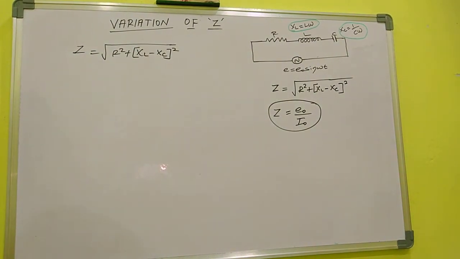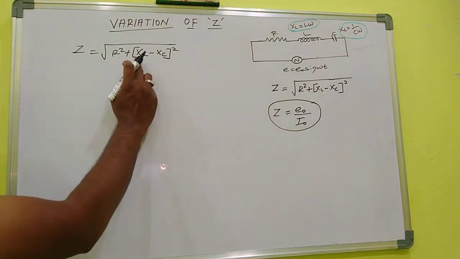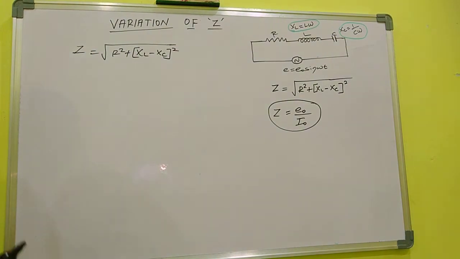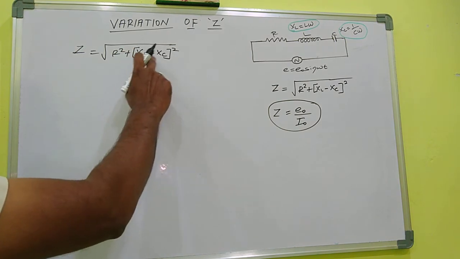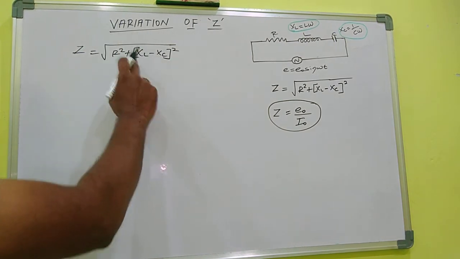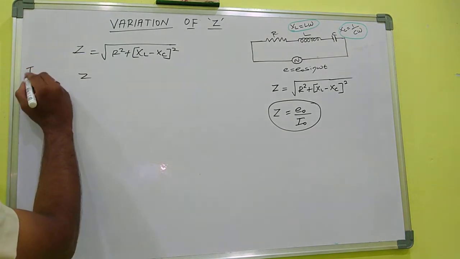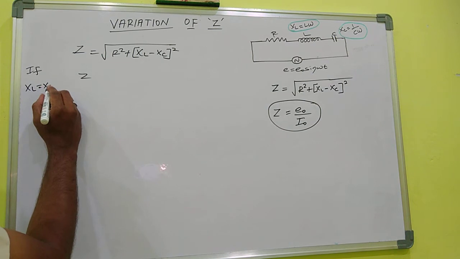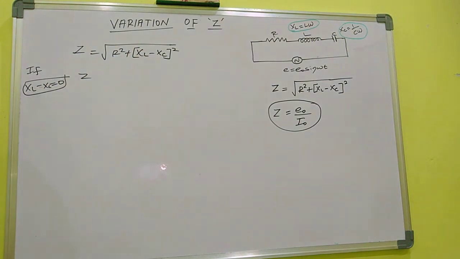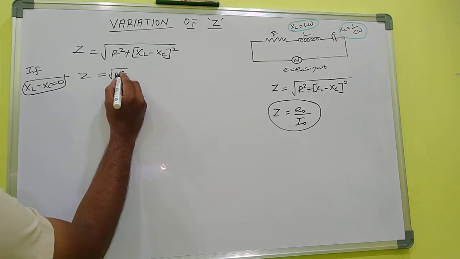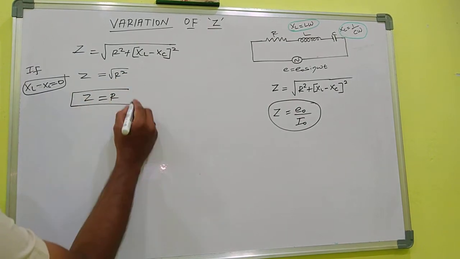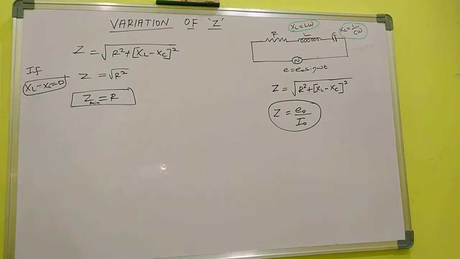When the impedance is minimum, that is the first discussion going on. If we want to minimize the impedance, then this term has to be 0. XL minus XC is equal to 0. Consider if XL minus XC is equal to 0, that means the inductive reactance and the capacitive reactance are equal. Then Z is equal to root of R square. That means Z is equal to R. That means the impedance is minimum.